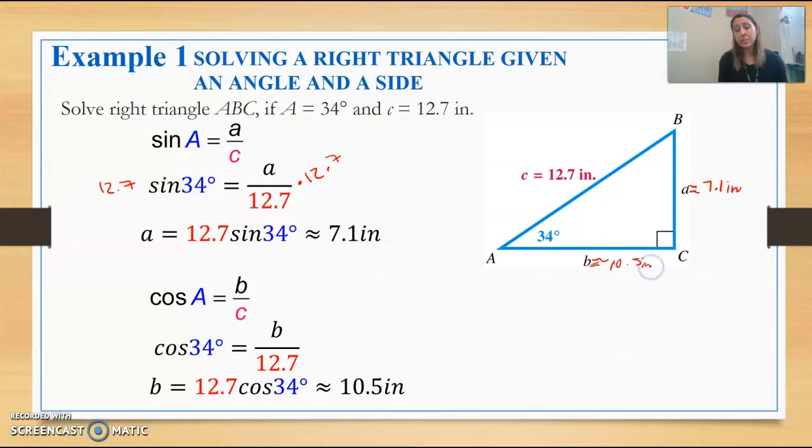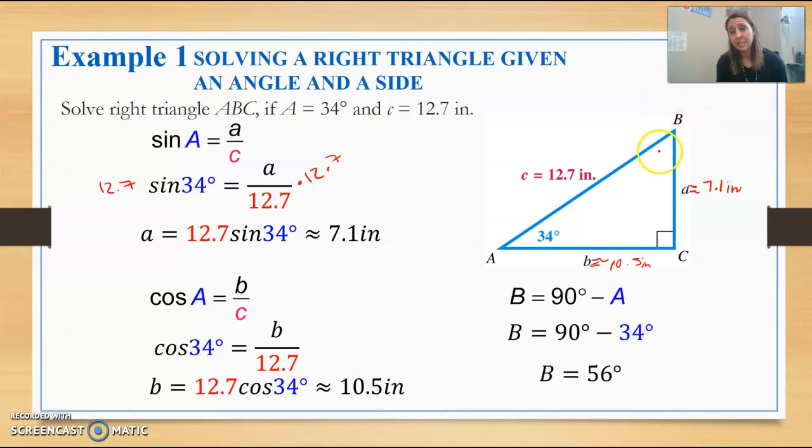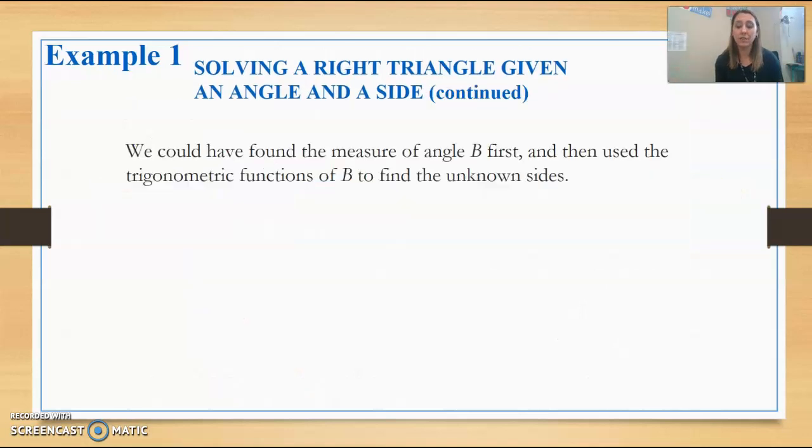Now, we already found this measurement, but we did that by doing B is going to be equal to 90 degrees minus A. 90 minus 34 is 56. So now I have every piece. I know all of the parts of this triangle. This triangle is totally solved.